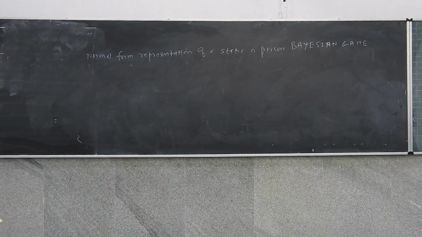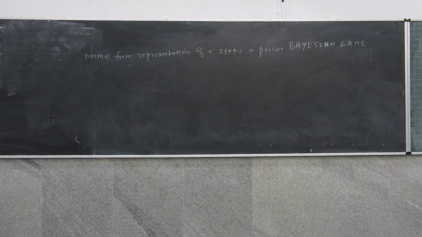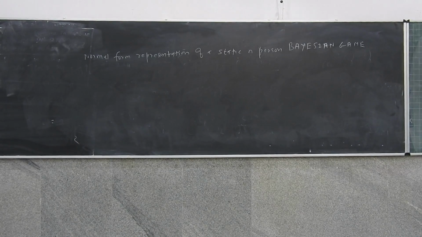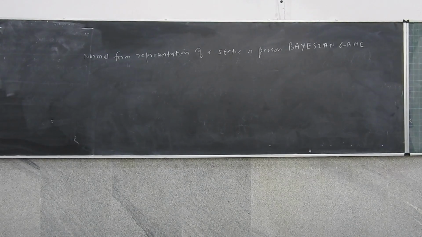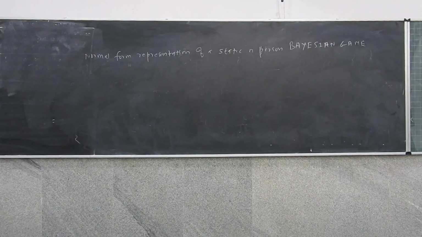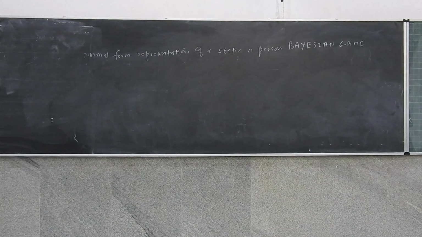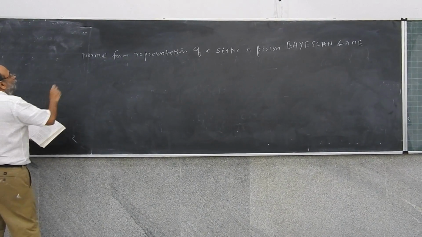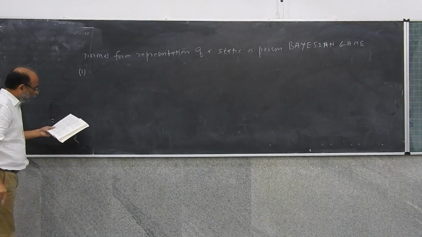A static incomplete information Bayesian game. What's a static game? Where moves are simultaneous. A dynamic game is where there is a sequence of moves. And a Bayesian game. What is required?